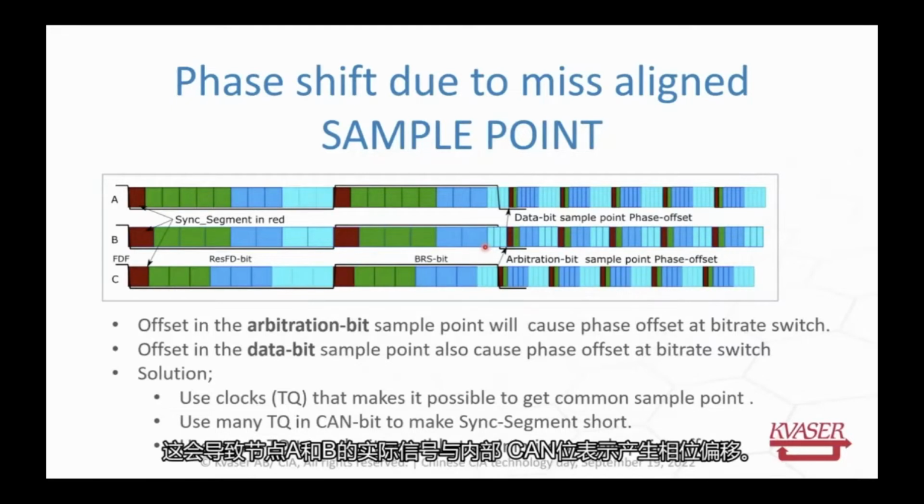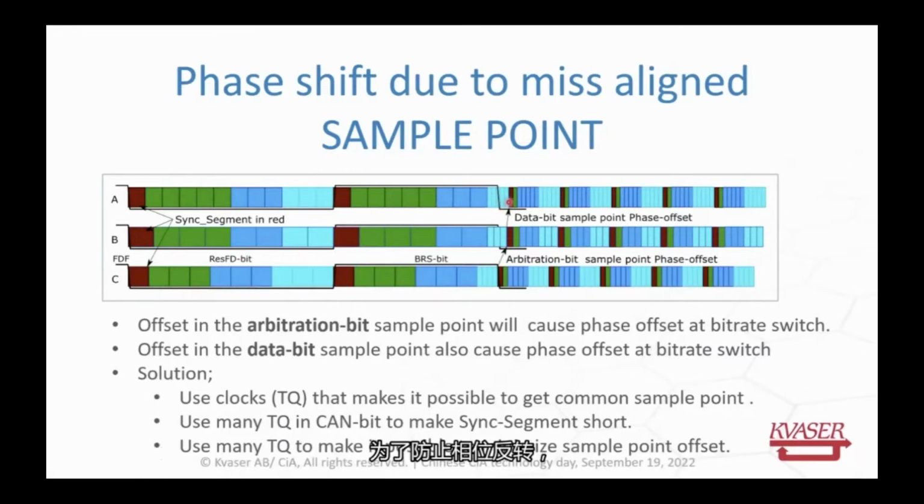This will result in a phase offset between the signal and the internal representation of the CAN bits in node A and B. To prevent this phase shift, it's necessary that all CAN nodes installed have the same location of the sample point in the arbitration bits. Also, the data bits have this problem, and all CAN nodes should have identical sample points location also in the data bits.